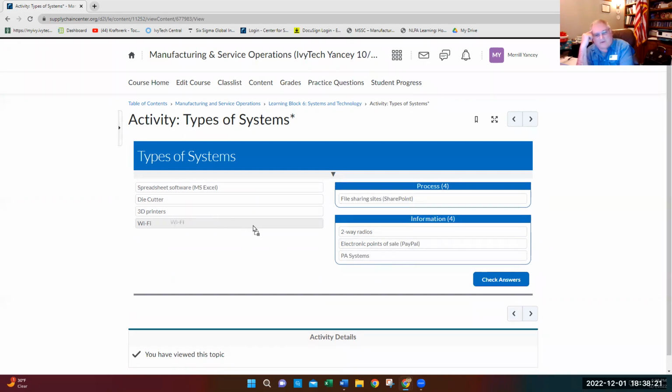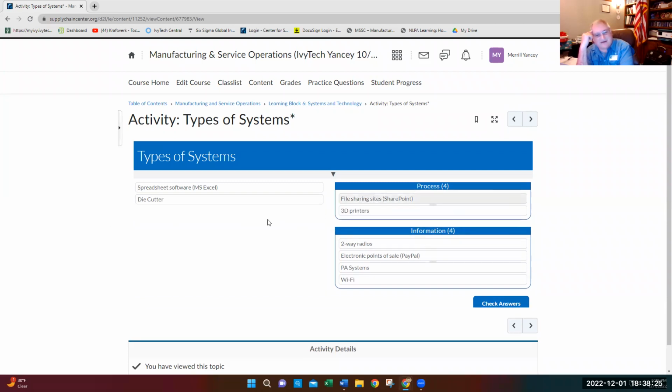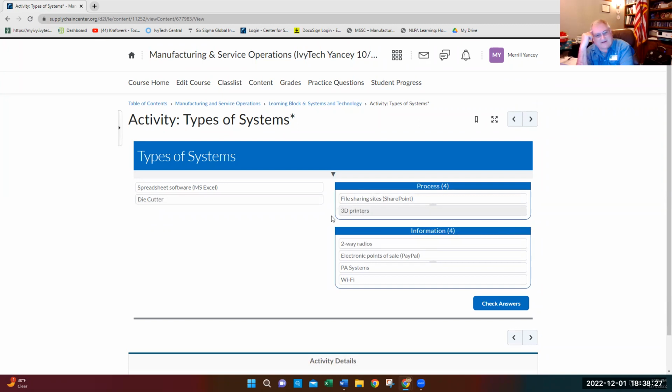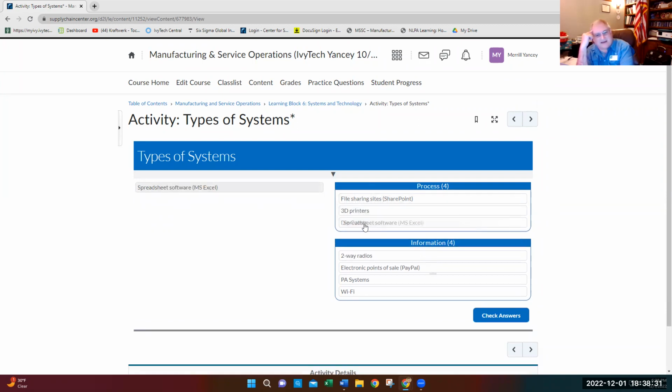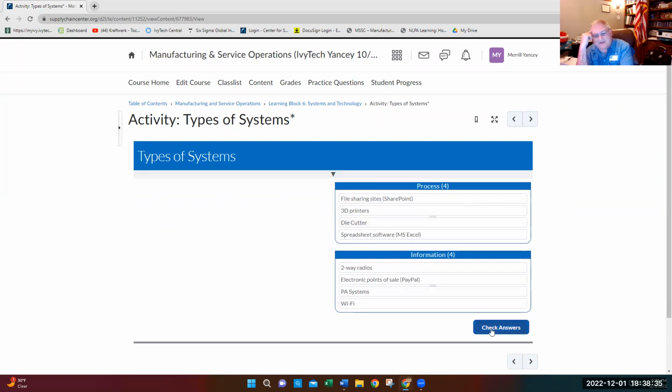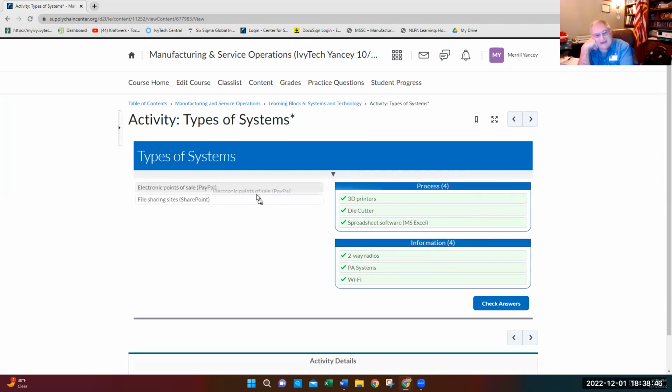But like Wi-Fi, that's probably information, I'm going to guess. 3D printers, that might be a process. A die cutter is a process. Spreadsheet software, that's probably not a process, but I'm going to put it there. Okay, so when I check the answers, it tells me which ones are right or wrong. So then I can change them around and reset the wrong ones. It'll let me bring those back in.